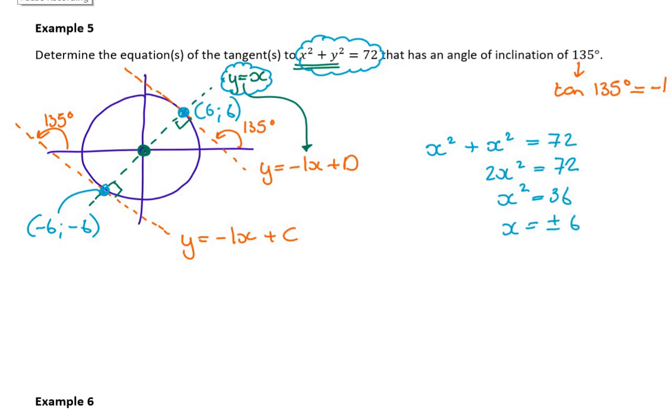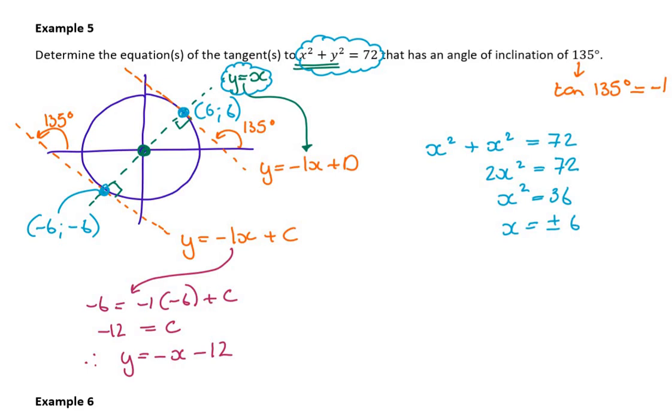So this is exactly the same kind of method as the previous question. So for this one here, negative 6 will equal negative 1 times negative 6 plus c. So negative 12 is equal to c, and this tangent is y equals negative x minus 12. Whereas for this one, 6 is equal to negative 1 times 6 plus d, and so d is 12, and so y is equal to negative x plus 12.